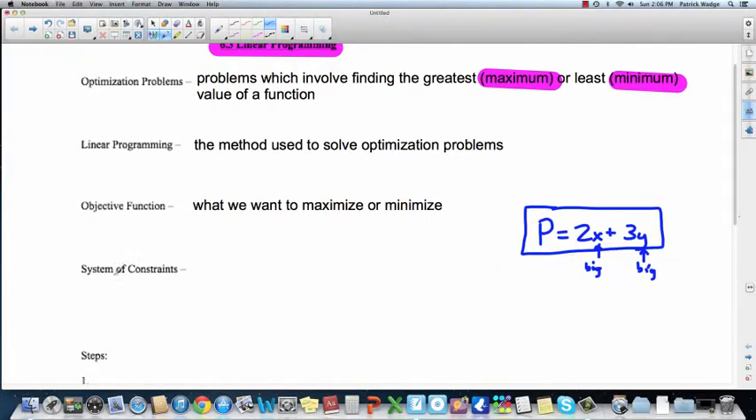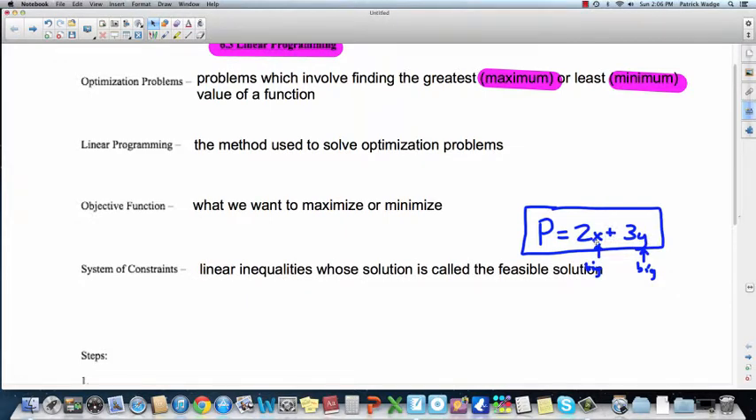But we have to consider these constraints. Constraints are things that hold us back. So if we're trying to maximize profit from our pencils and our pens, what are some of the things that are going to hold us back? We can't produce billions and billions of pens, can we? Why not? Well, because there's only a certain amount of time every day that we have to make pencils.